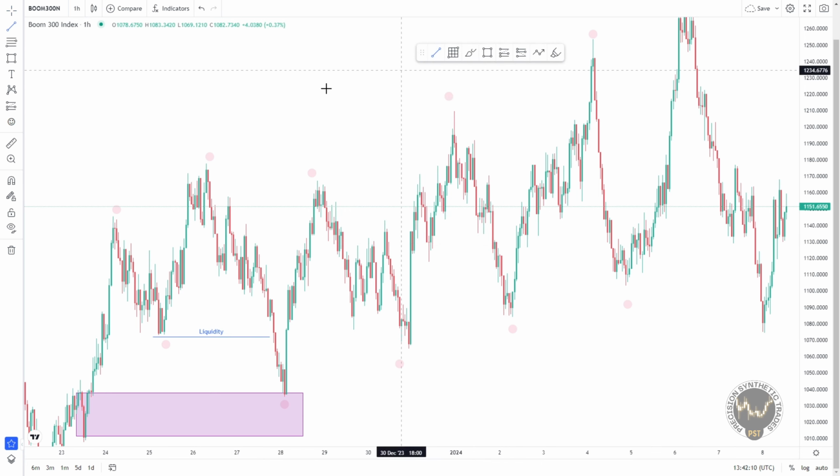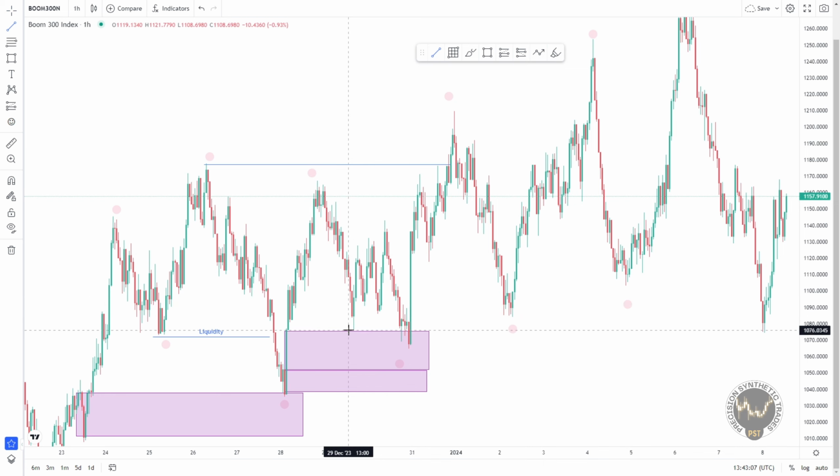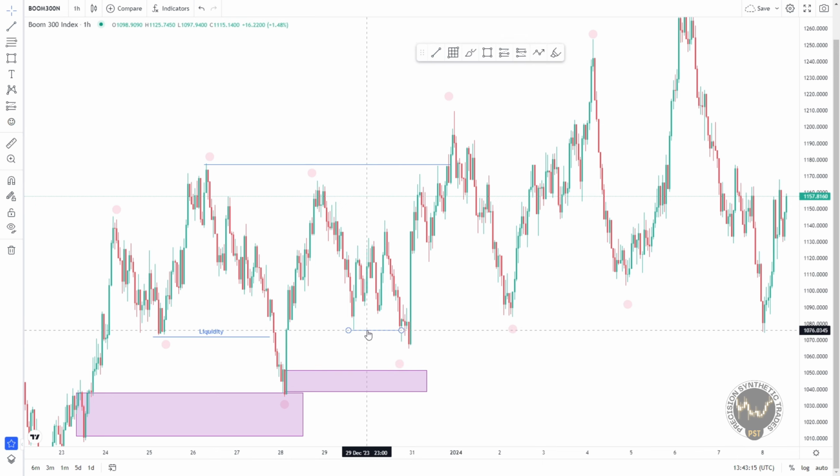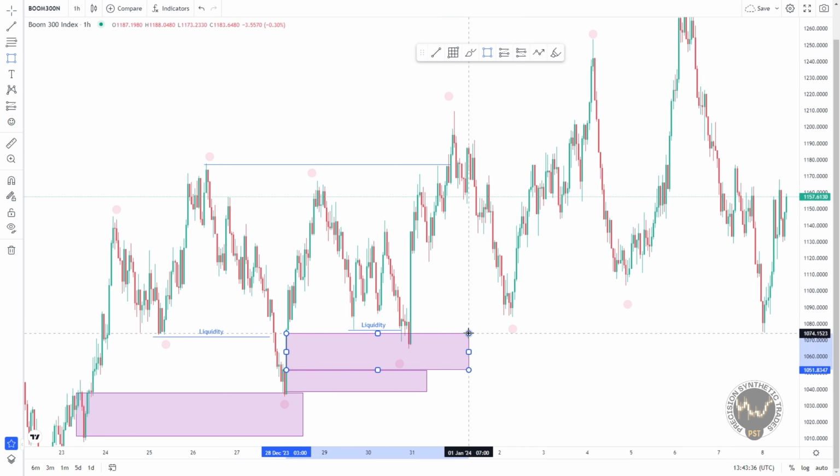What happened here? Price never came and tapped into our fair value gap. Let's just delete this fair value gap quickly so you can see. This was liquidity. Liquidity that was taken out. Price tapped into our fair value gap. Price went up.